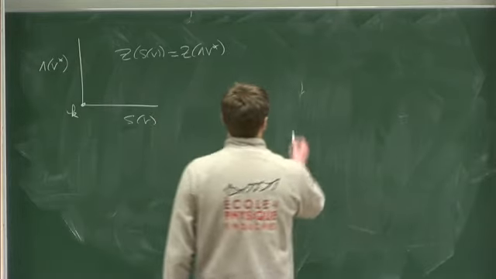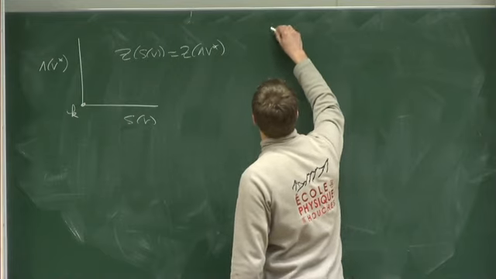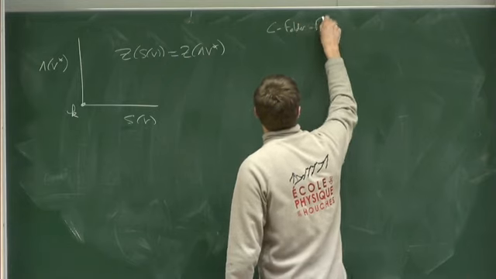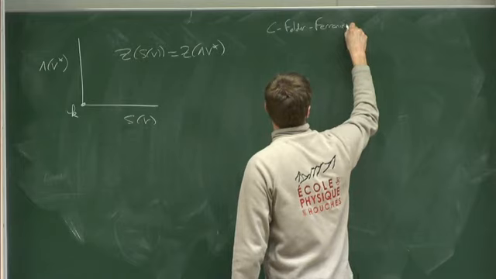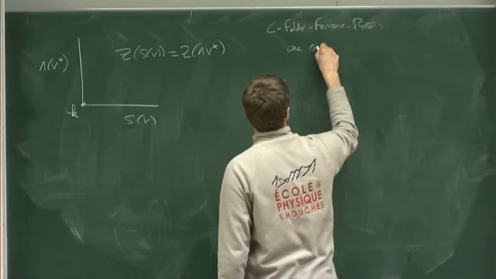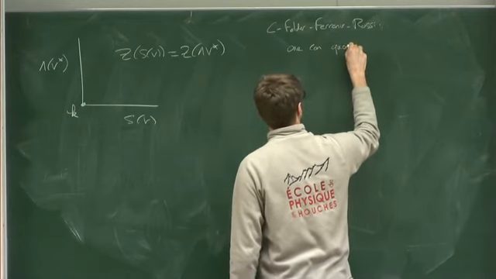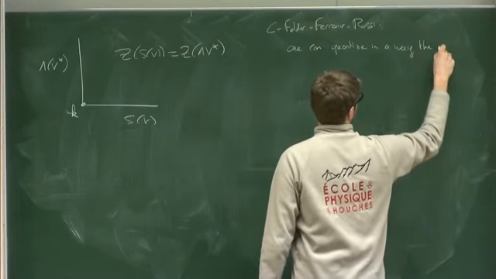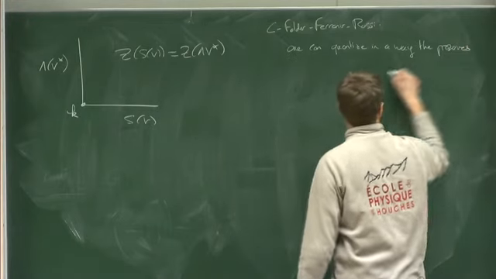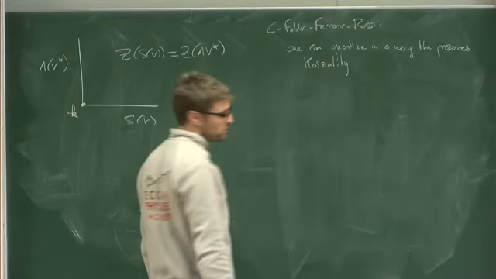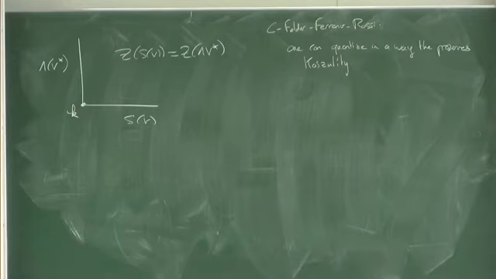So that's actually something, together with Giovanni Felder, Andrea Ferrario, and Carlo Rossi, we proved that one can quantize in a way that preserves the Koszulness property. This is a rather imprecise statement.